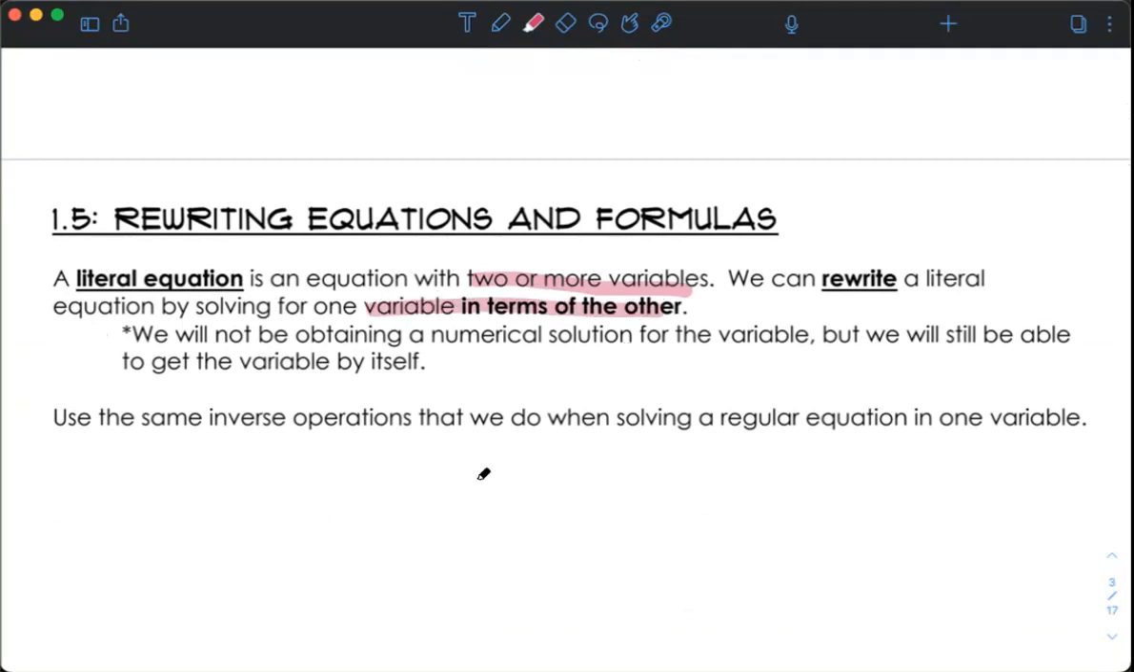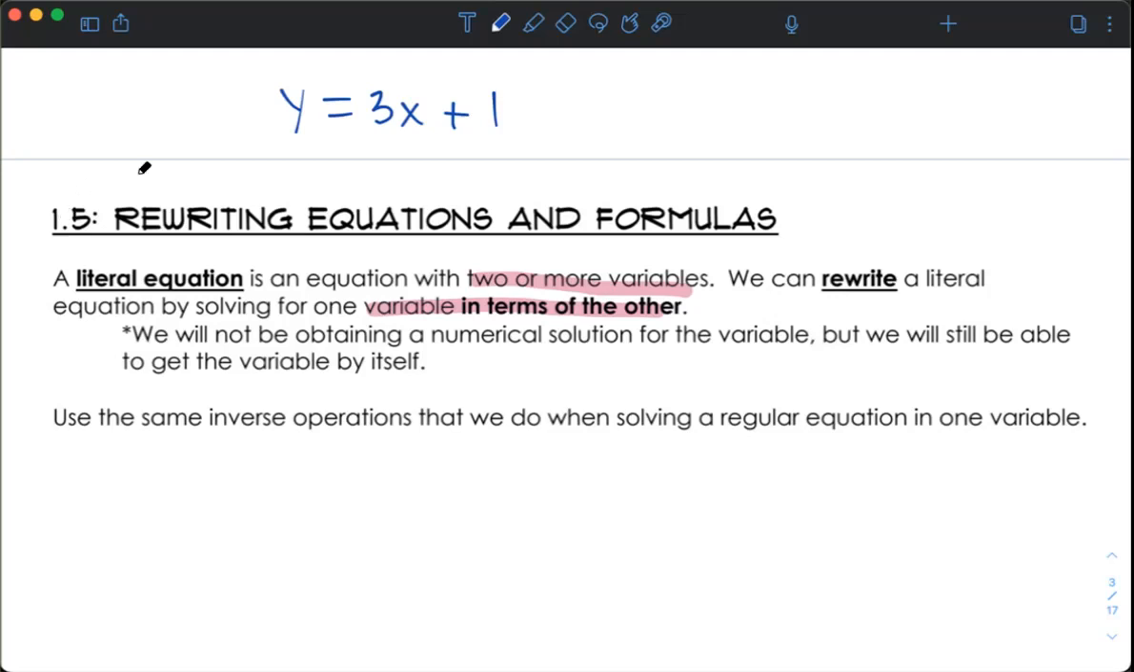Okay, an example of a literal equation might be y equals 3x plus 1. Some of you recognize this type of equation. It makes a line when you graph it. If you don't remember, that's fine. We're going to go over that at some point.